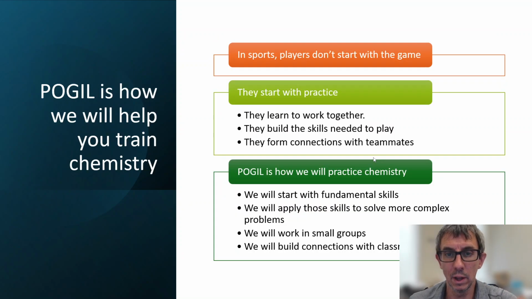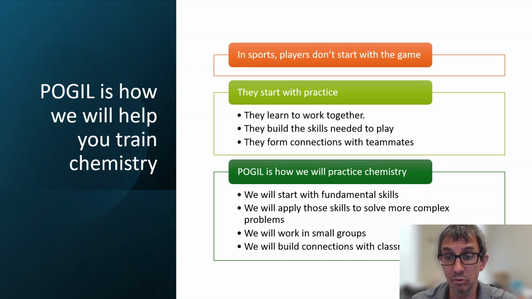So if we were playing sports, we wouldn't start with the game, right? We would start with practice. You're going to learn to work together during that practice for a sport. They build the skills they need to play. So practice free throws, practice passing, practice dribbling if you're playing basketball. And they form connections with their teammates. In POGL, that's how we're going to practice chemistry.